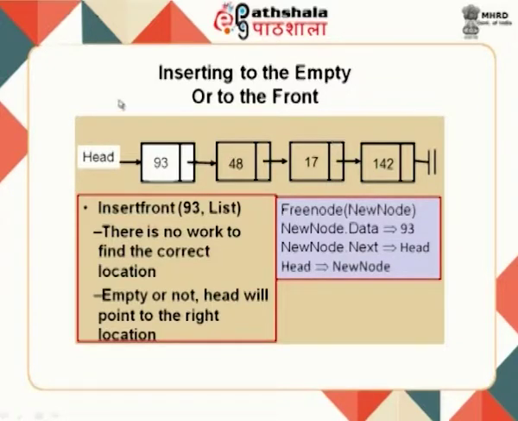So, what did we do? We created a new node, made its data equal to 93, made its next pointer point to the address that head was initially pointing to. Initially head was pointing to this. So, we make the new node point to this, and then the head has to point to this node containing 93. That is what we did here.